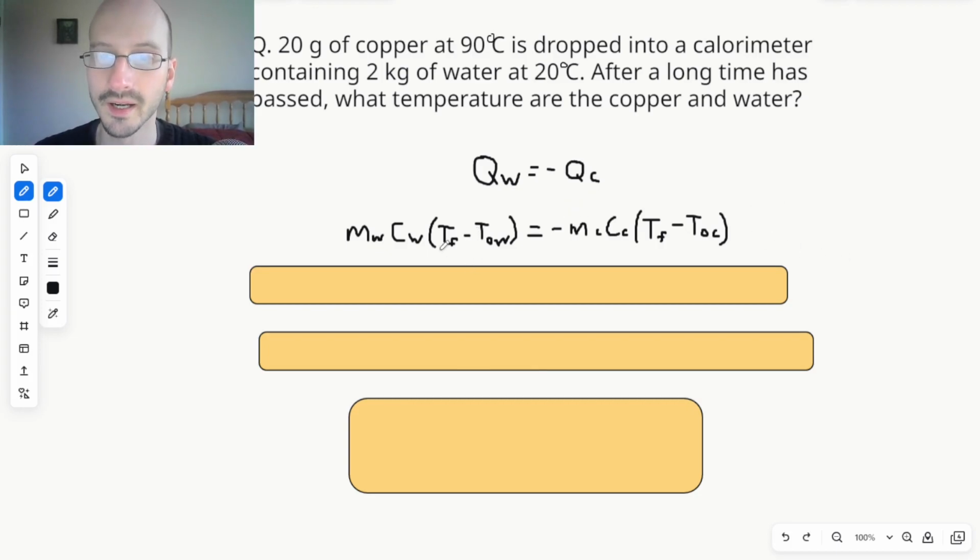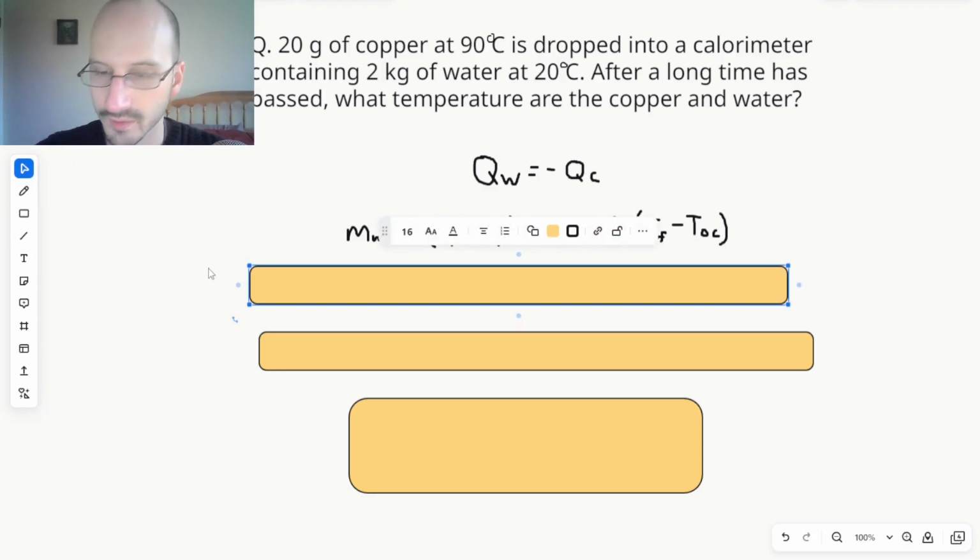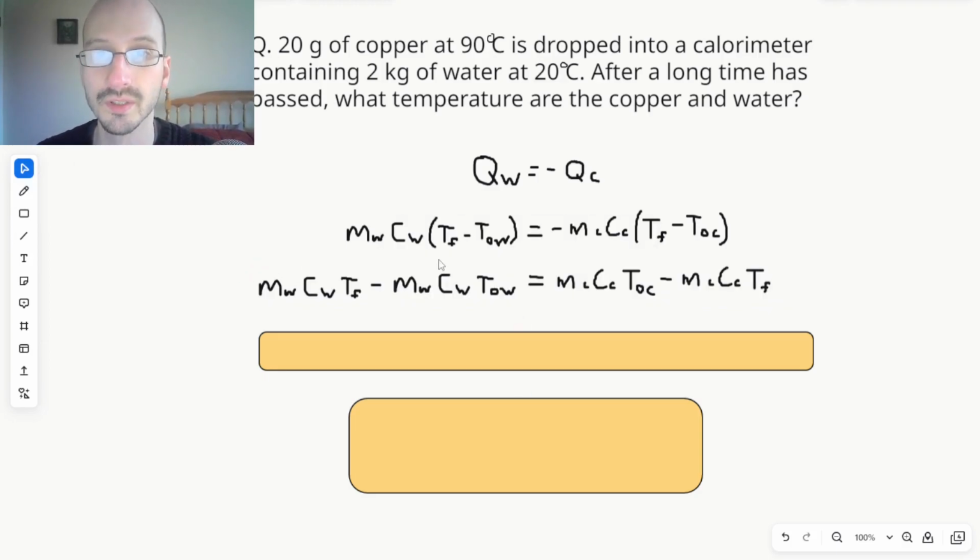So we need to find the final temperature, and it's on this side and it's on that side, and it's in parentheses on both sides, which means this is going to take some algebra. But that's okay. We're in a physics class, which means we love algebra. So the first step is to distribute the parentheses. So I've taken the mass and the heat capacity and distributed it to both of the temperatures on both sides.